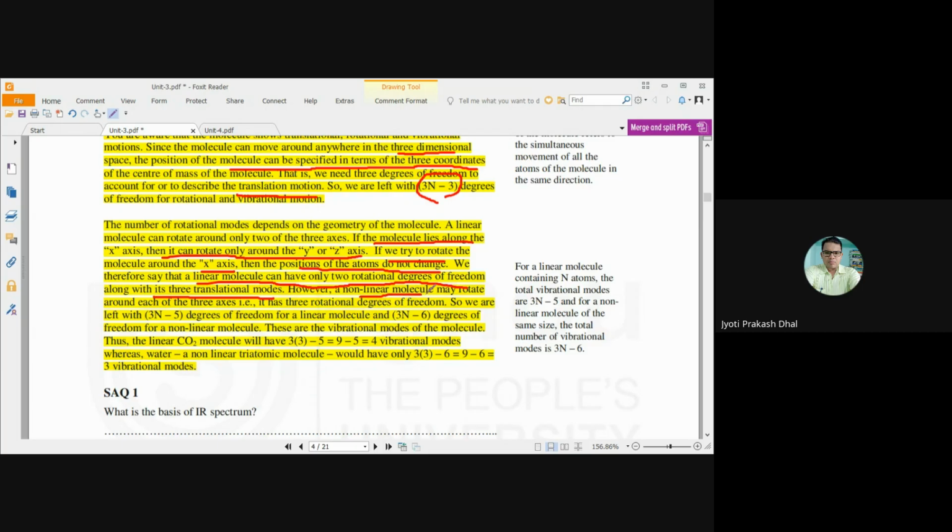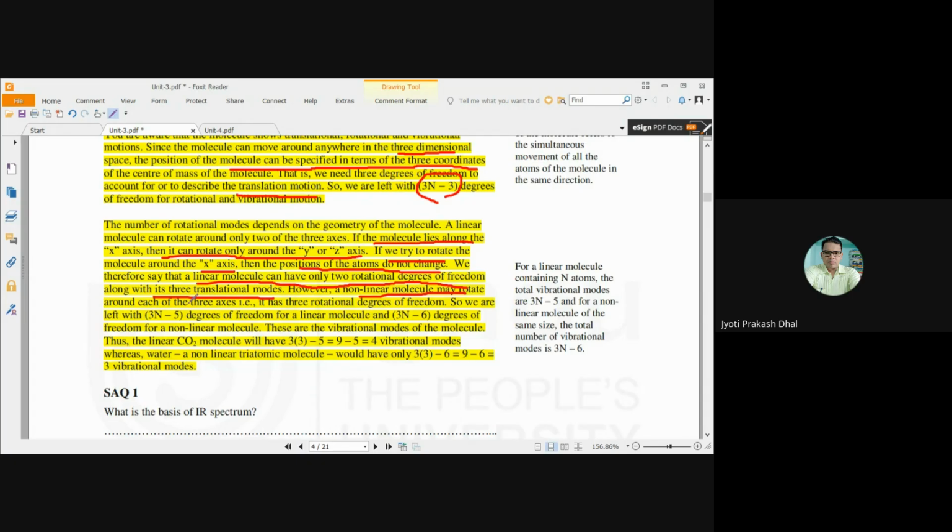However, if the molecule is non-linear, it may rotate along the x-axis, the y-axis, or the z-axis. Before that, we discussed the total number of degrees of freedom for any type of molecule. If the molecule contains n atoms, then the total number of degrees of freedom will be 3n.